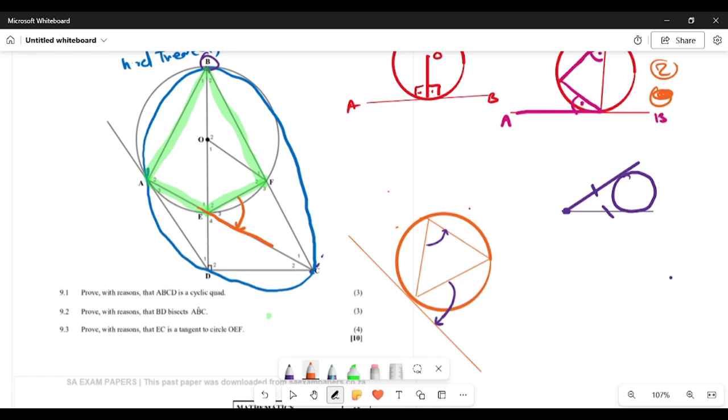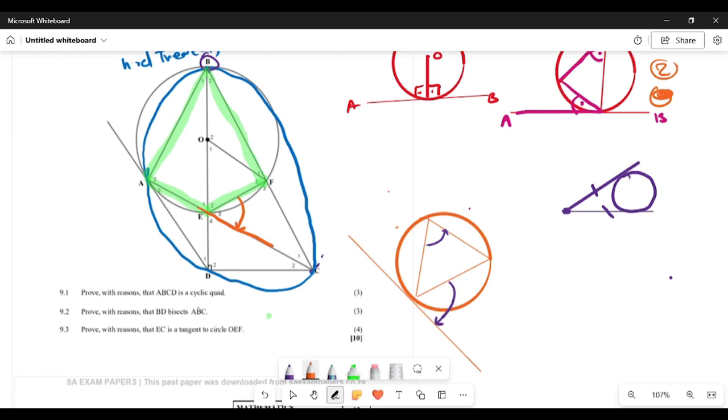So meaning that if I could also prove that this angle here is equal to B1 as well as B2, therefore EC would be a tangent. Why? Because these two angles are going to be equal to one another. We are proving a tan-cot. Now let me see how I can make my O1 related to both those angles there at the top.